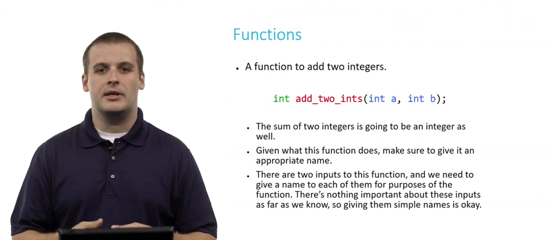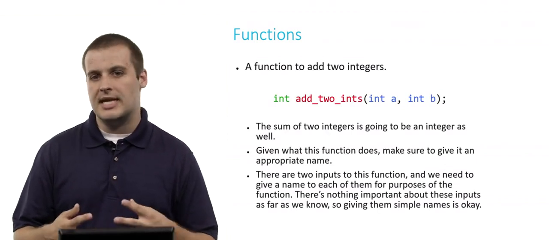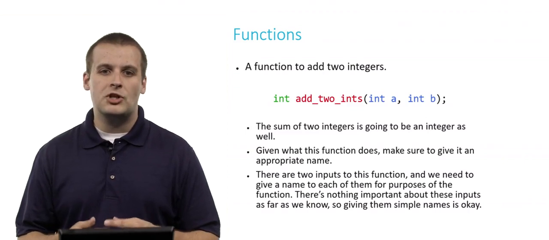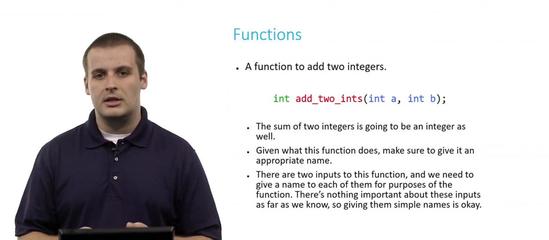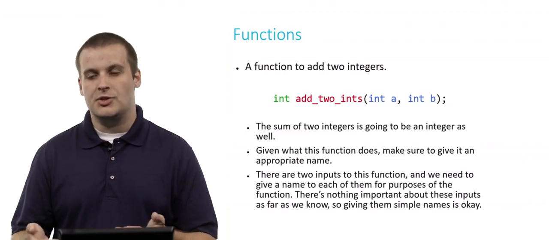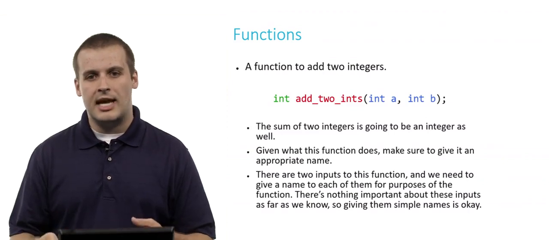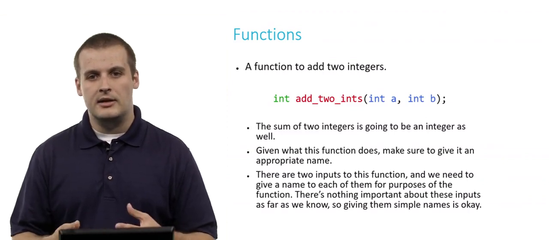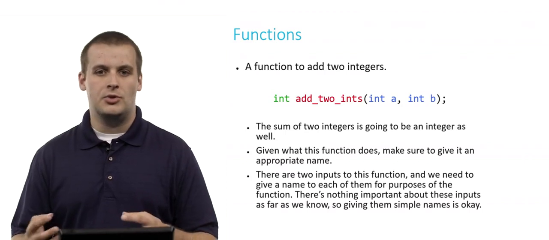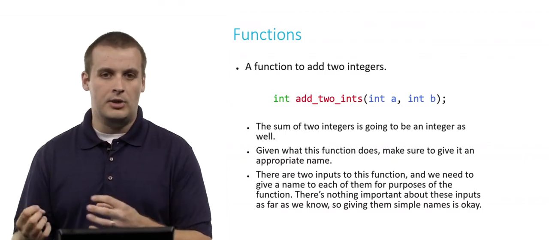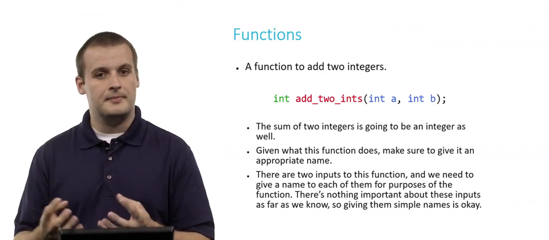So let's do an example here. Let's just take a look at a more concrete one. So here's an example of a function declaration for a function that would add 2 integers together. The sum of 2 integers is going to be an integer as well, as we just discussed. And so the return type here in green would be int. That just tells us that add 2 ints is going to, at the end of the day, output or spit back out to us an integer.